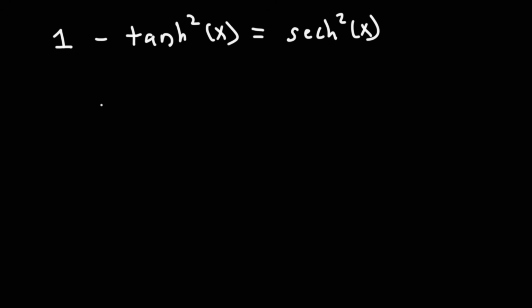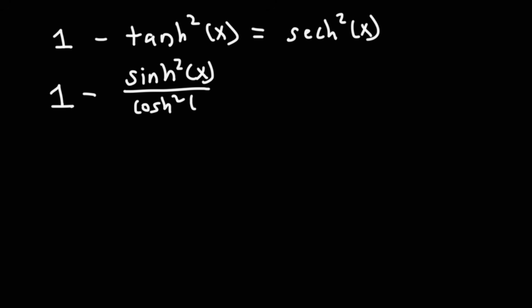Now let's try another one. 1 minus hyperbolic tan squared is equal to hyperbolic secant squared. Let's verify that. Now hyperbolic tangent is hyperbolic sine over hyperbolic cosine, but in this case it's going to be squared. Secant is the reciprocal of cosine. So secant squared is 1 over cosine squared. Actually, let's keep this as secant.